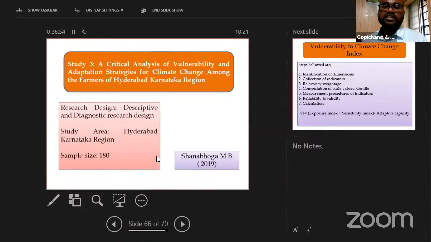Coming to the Shanboga 2019 thesis, the study titled A Critical Analysis of Vulnerability and Adaptation Strategies for Climate Change Among the Farmers of Hyderabad, Karnataka region. The research design includes descriptive and diagnostic research design. Study area is Hyderabad, Karnataka region. The sample size is 180.